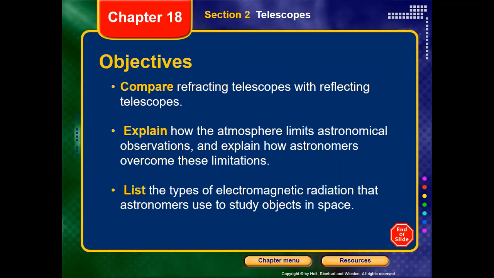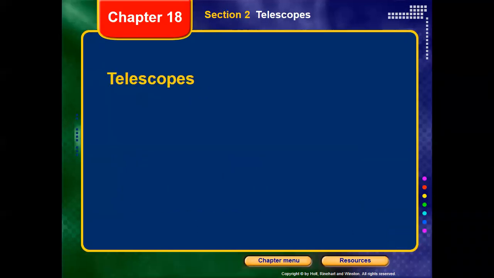Today we're going to learn about different types of telescopes, the importance of telescopes, how they work, and so on. By the end of this lesson, we should be able to compare the refracting telescope with the reflecting telescope, explain how the atmosphere limits astronomical observation, explain how astronomers overcome these limitations, and finally list the types of electromagnetic radiation that astronomers use to study objects in space.